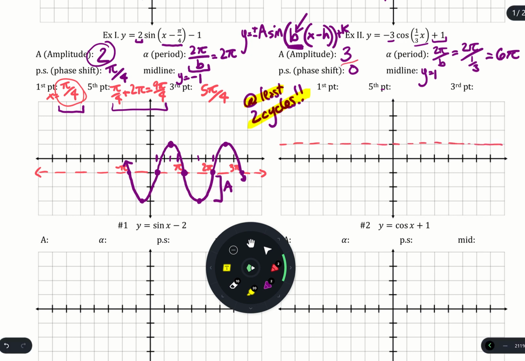From there, I'm going to be going up 3 and down 3 for my maxes and mins. My phase shift is 0, so I don't have to worry about shifting the points over. I'm going to be starting at 0 radians. But I'm ending at 6 pi, so I need to have 5 points across 6 pi. So it's not going to be perfect.